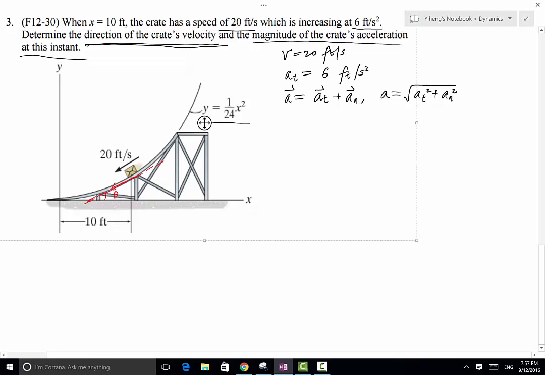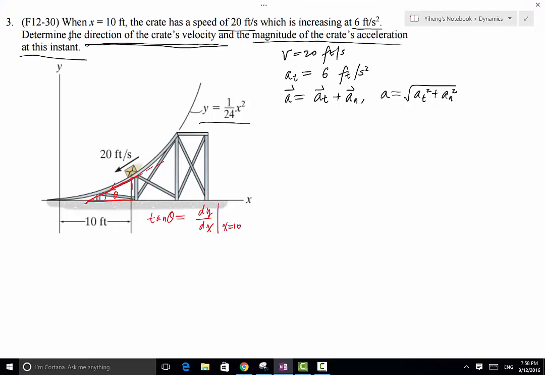If we draw a triangle here, so we can draw this red triangle, and we realize that tangent theta equals the slope at this point. In other words, tangent theta equals dy/dx evaluated at x equals 10 feet.